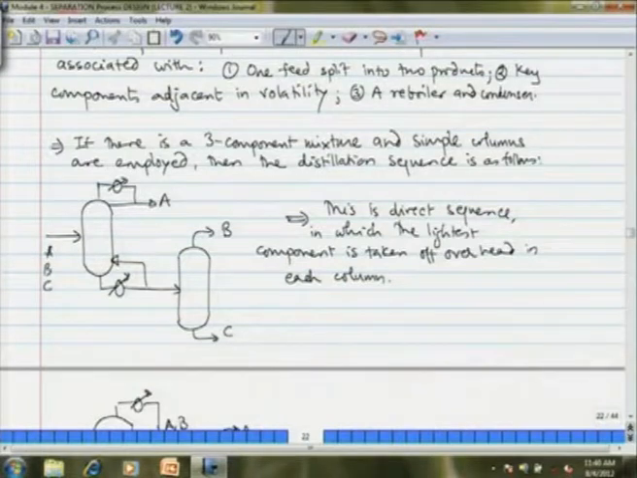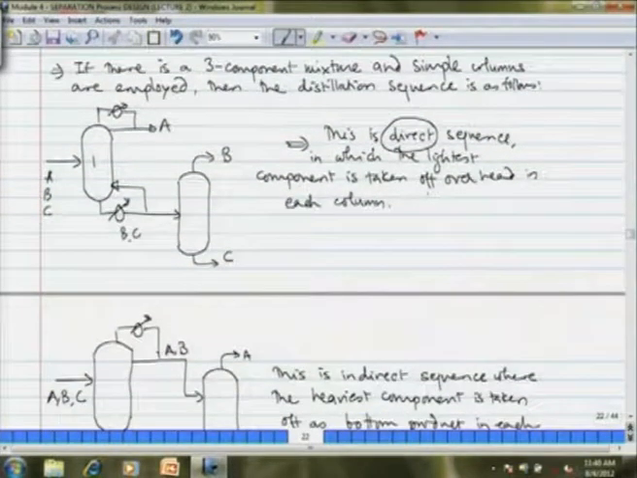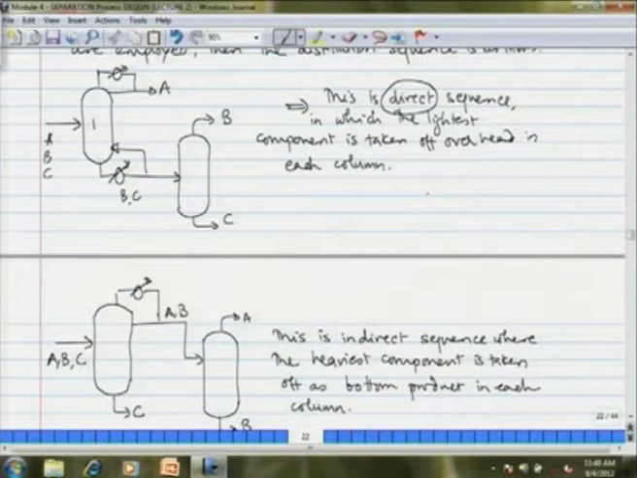The mixture of A, B, C components flows to the first column, A is taken off as a distillate and B and C go to the next column, and then they are split into individual components B and C. This is known as a direct sequence, and the characteristic of the direct sequence is that the lightest component is taken off overhead in each column. So, the mixture is separated in sequence of higher volatility, like A then B.